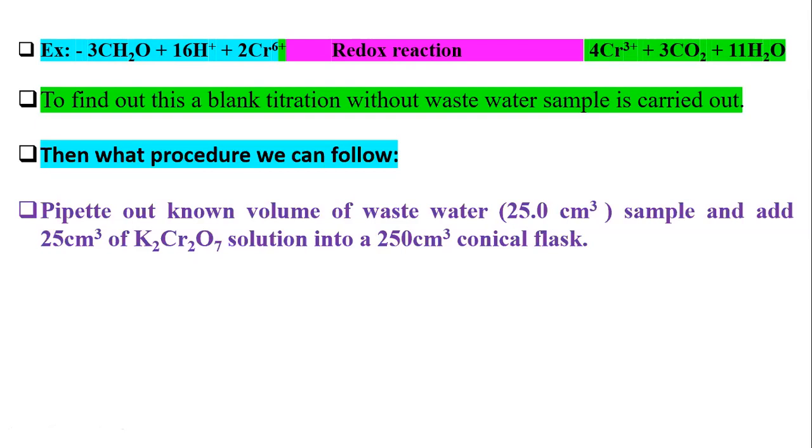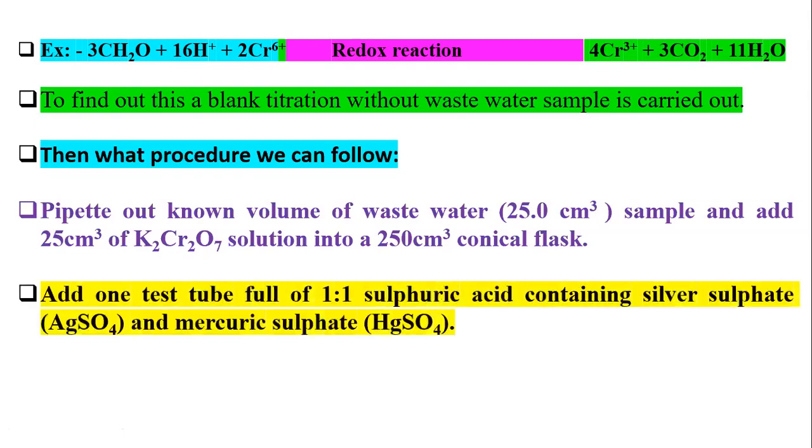You are going to estimate the unreacted K2Cr2O7 with a standard reagent called ferrous ammonium sulfate solution, or Mohr's salt solution. Dear students, you can see we also added one test tube full of 1:1 sulfuric acid. I already told you, when our class representative is strong, it means there is student backup support. Otherwise the representative is also not strong.